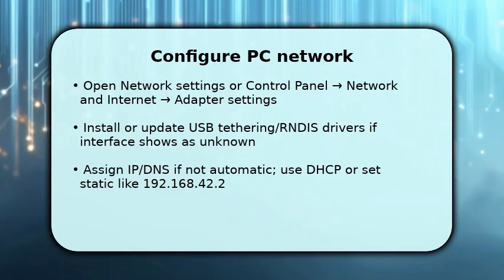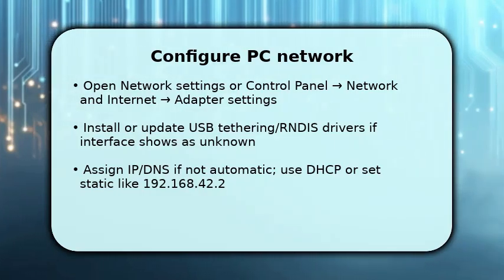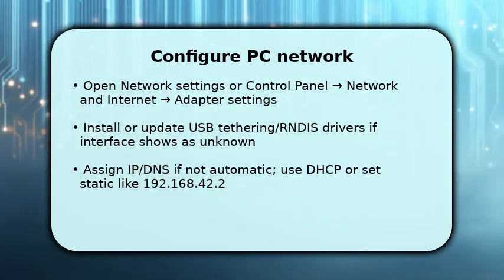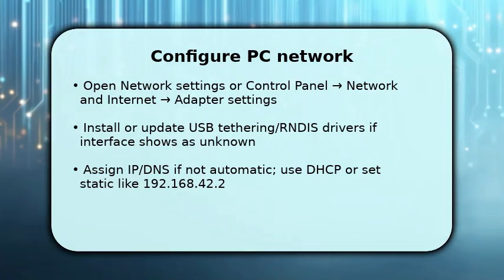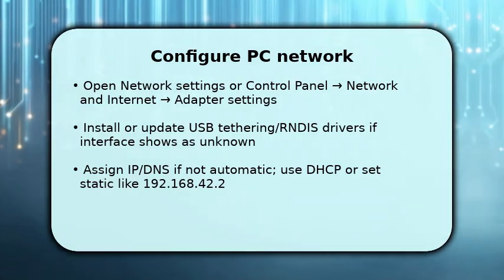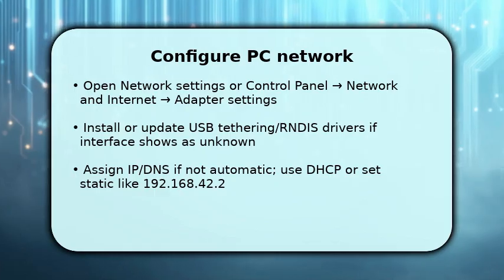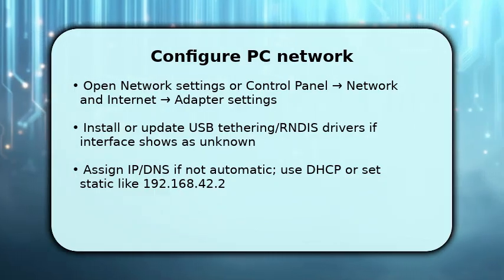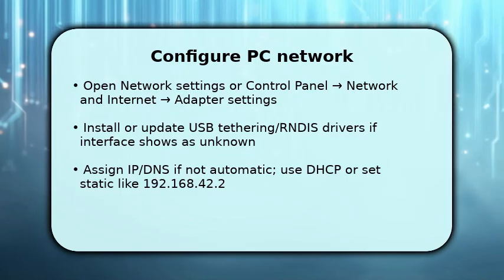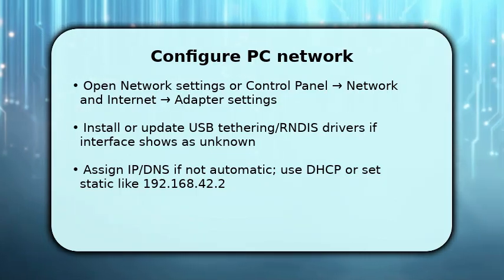Now configure the PC side. Open network settings and locate the new adapter labeled Mobile, RNDIS, or Apple Mobile Device. If it shows as unknown, update drivers via Device Manager, search for RNDIS or use the manufacturer driver. Make sure the adapter is enabled. Right-click to enable or diagnose.